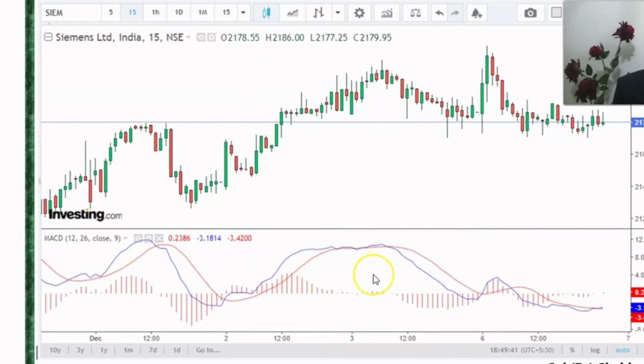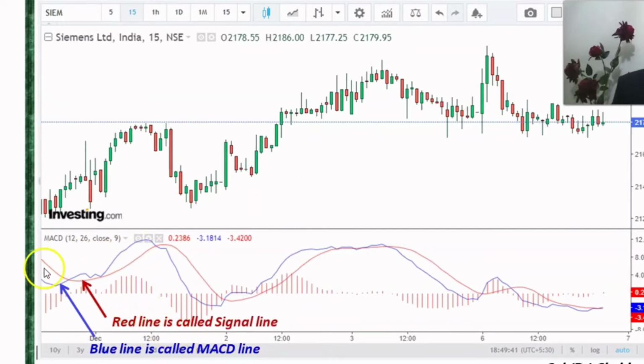Everything is calculated by the software and displayed in front of you. All that you have to do is look at it, analyze, and take your decision depending upon your own analysis. Alright. So what you see here, this blue line, is called the MACD line. It has arrived from all the calculation which we talked about. This red line that you are seeing is called the signal line. These two lines are important, which we are following now.